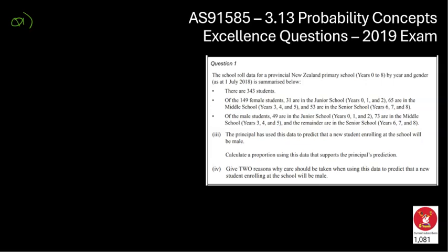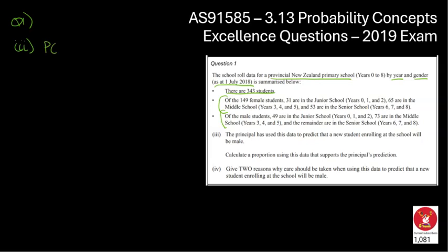So we've got a school roll, a New Zealand provincial primary school. We've got years 0 to 8. The data we have looks like it's going to be based on age and gender as at 1st of April 2018, all the data summarized below. So we've got 343 students. We've got some information on the females at the school and some information on the males at the school. And the principal has used the data to predict the new students enrolling at the school, and specifically is trying to predict how many of them are going to be male. Calculate the proportion using this data to support the principal's decision. So this one here was really easy for Triple I.